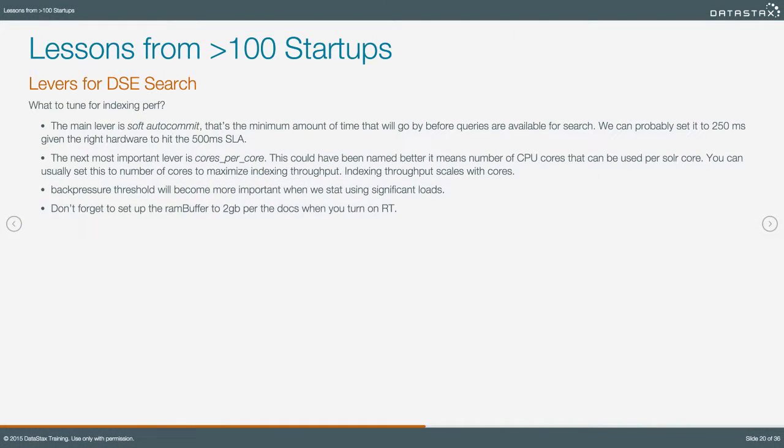So if I want to improve my indexing performance, what are the levers that I have available? The first is something called soft auto-commit threshold, and that's the minimum amount of time that will go by before you actually start indexing data that's coming in through Cassandra. I believe that by default we set this to 1 second in real-time indexing, but you can turn it down and get faster indexing time. So this is the main lever.